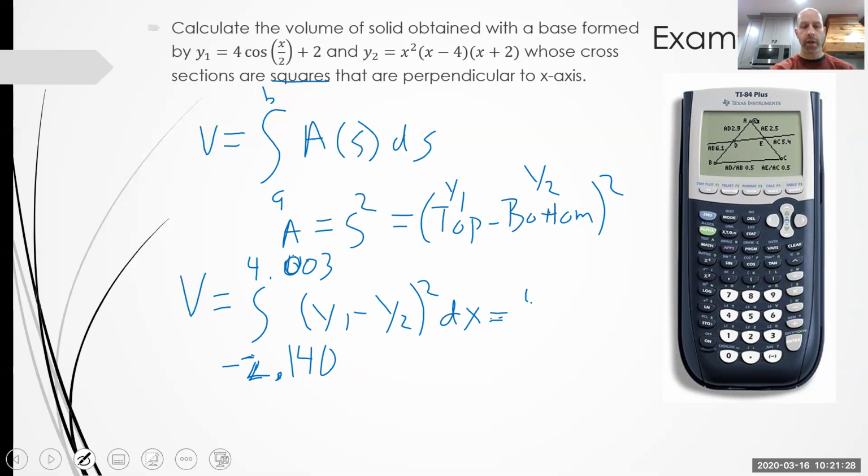And your final answer here is going to be 4,038.460. That's approximate, obviously. I should probably make this approximately equal to. Again, I would highly encourage you to use your graphing calculator to verify that solution. So hopefully I didn't make a mistake.